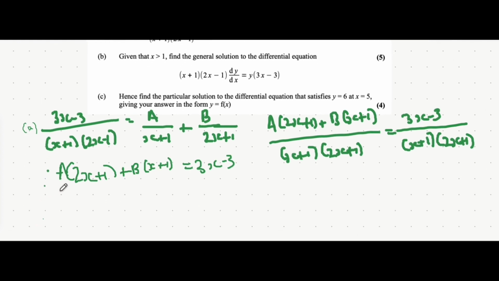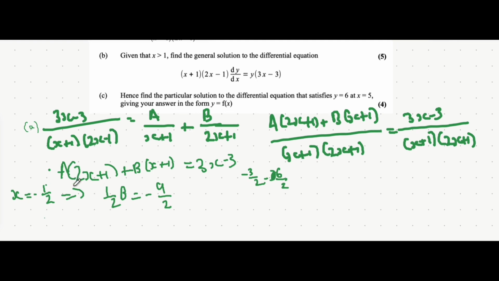By the way, to get from this stage to the values of A and B, you substitute in values of x to make each of these brackets equal to 0. I'll show you why. To make this first bracket equal 0, you substitute in x equals a half. When you do that, the A term cancels out, and a half plus 1 is three over two. B is equal to 3 times a half, which is 3 over 2, take away 3. Well, 3 can be rewritten as 6 over 2, and then we can combine these to get minus 3 over 2.